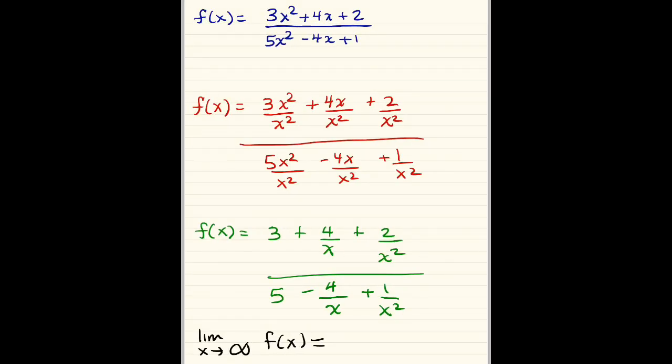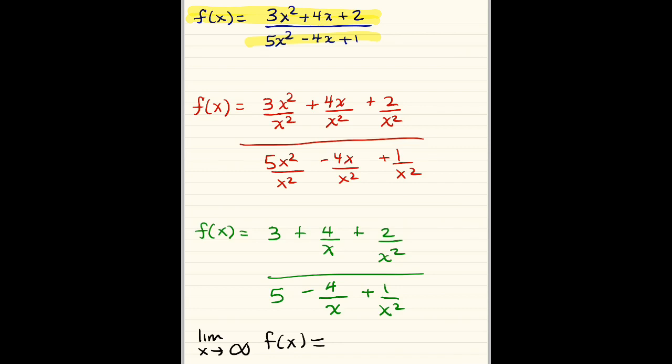So the blue is my function, f of x. f of x equals 3x squared plus 4x plus 2 over 5x squared minus 4x plus 1. I just made up this function. I'm going to show you the long way how to do it, and then right after this problem, I'm going to show you how to do it really fast. But I want to show you where this comes from.